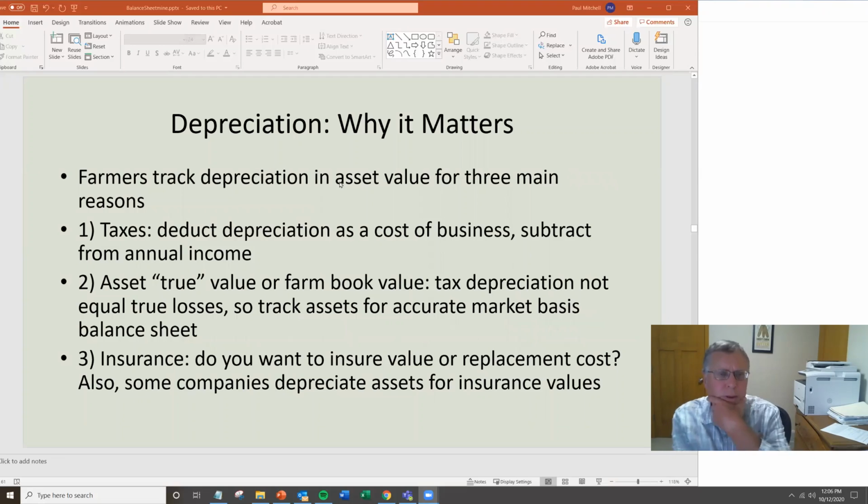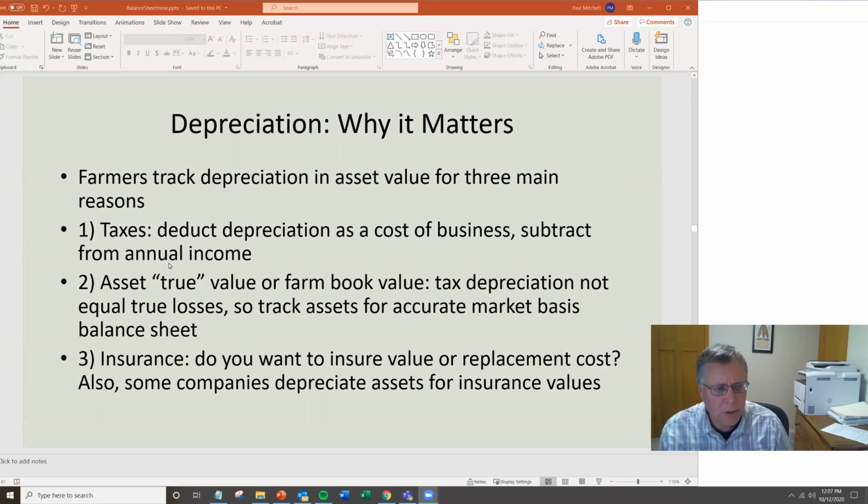There are three main reasons why farmers deduct depreciation. One is for taxes. If you can claim a $10,000 loss in value for an asset, that $10,000 is a cost of doing business. You subtract that from any income you earned during that year. So if you have $100,000 of income after you take all the things you sell and subtract all your costs of business, that's what shows up in your tax forms. We'll cover that later in the course. But if you have $10,000 worth of depreciation, now it's only $90,000. You deduct depreciation as a cost of doing business, and so it reduces the income you pay taxes on.